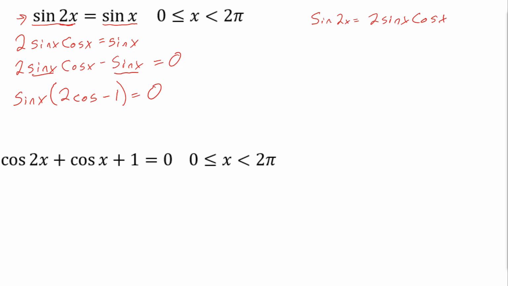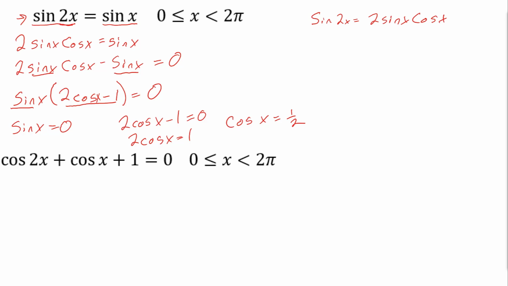We have two factors whose product equals 0, and the only way that can happen is if the first factor, sine x, is equal to 0, or if the second factor, 2 cosine x minus 1, equals 0. So either sine x equals 0 or 2 cosine x equals 1, or cosine x equals 1/2.